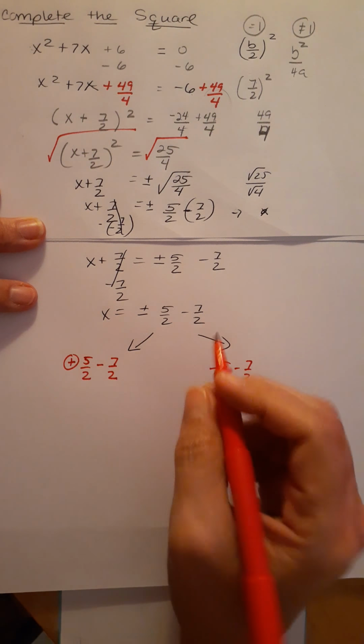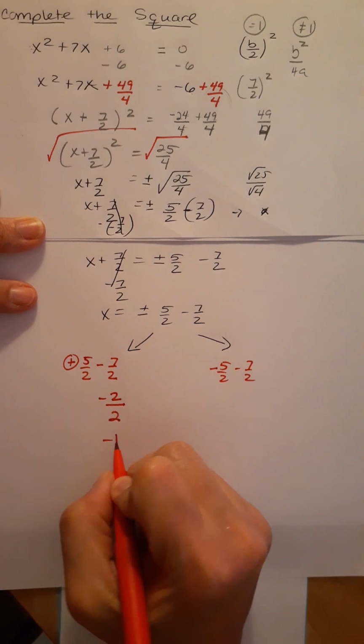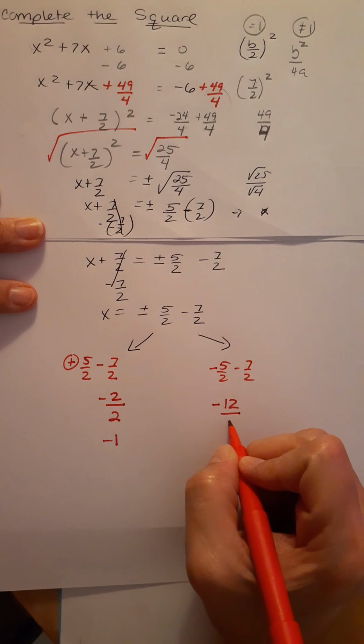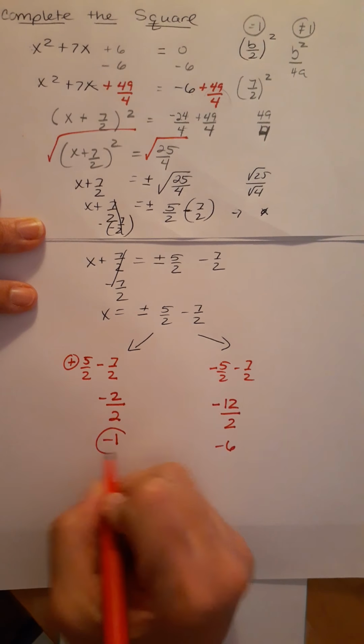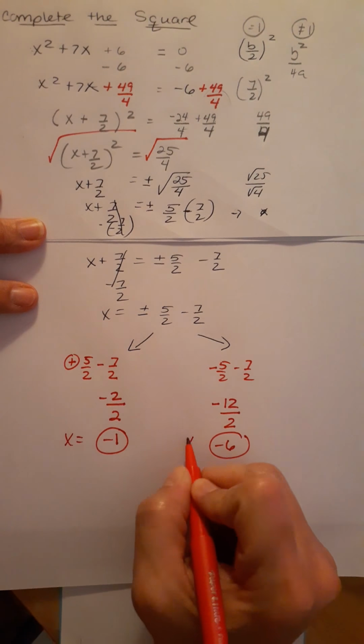Okay, so 5 minus 7 is negative 2 over 2, which is negative 1. And negative 5 minus 7 is negative 12 divided by 2, which is negative 6. And if you'll notice, those are my 2 x's. X is equal to this, x is equal to that.